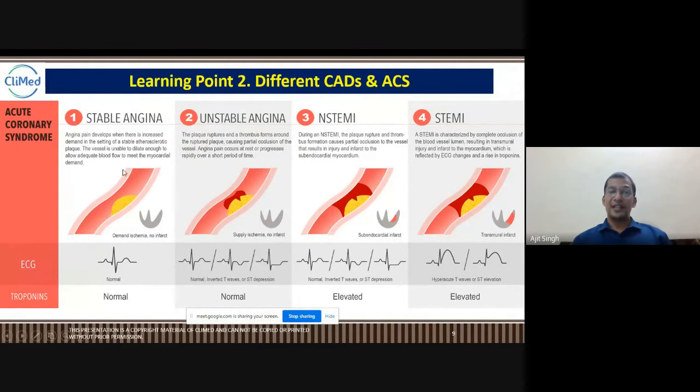Okay, in case of stable angina, so you can put off your mics when you are not speaking, and when you are speaking, then only you can open your mic. Okay.